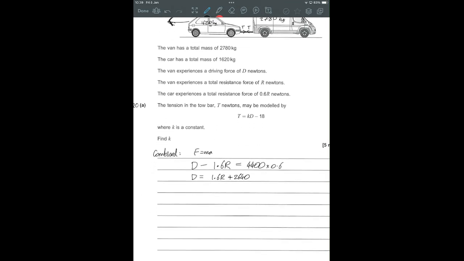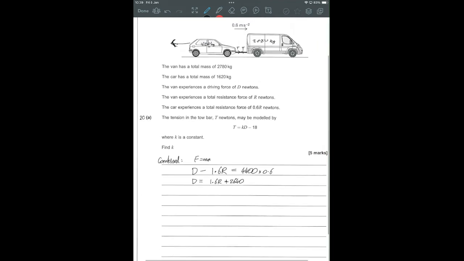I'll probably want to write that as R equals rather than D equals, because I want to get rid of the R later. But I can do that when I see the shape of my other equation. So now let's try and include the tow bar in it. Let's look at just the car. Again, F equals ma, T minus 0.6 R is equal to the mass of that thing times acceleration. And yeah, here I'm going to have to try and get the R equals on the other one. So I'm going to rearrange this one first. 0.6 R plus the 972 this time. And from the previous one, this is why I always leave myself a little bit of space.